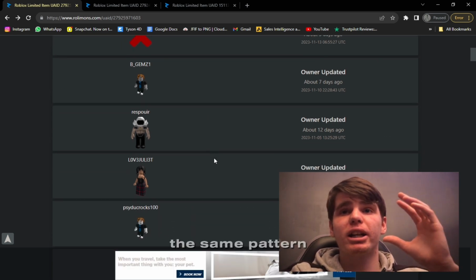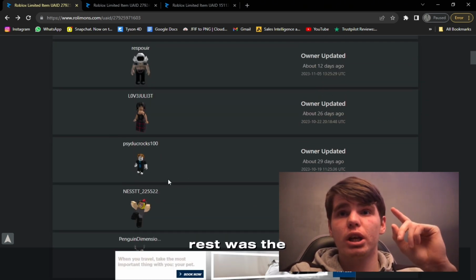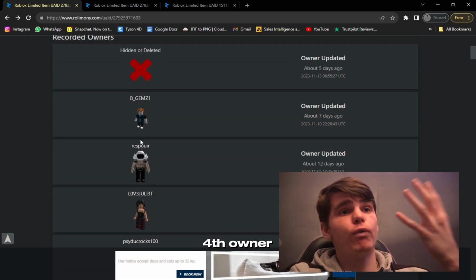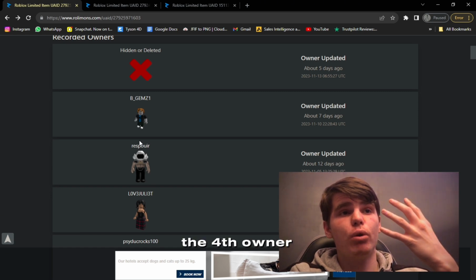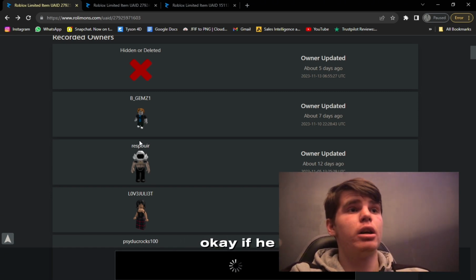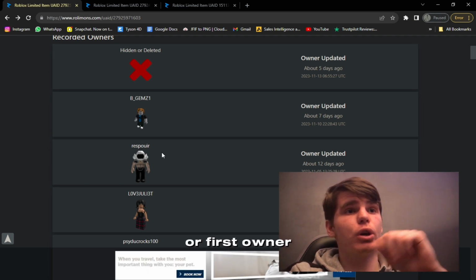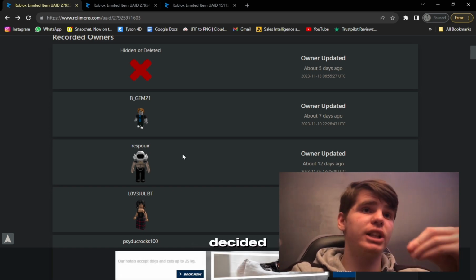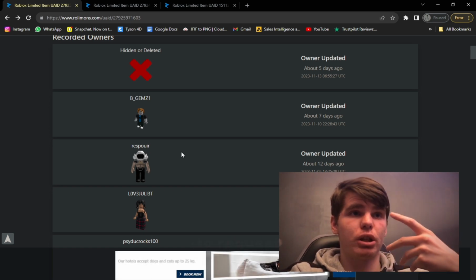But you see the same pattern again, right? Resp was the 1, 2, 3. Again, Resp was the 4th owner. Again, the 4th owner to own this USD item, and it got deleted. If he was the 2nd or 1st owner, it wouldn't have gotten deleted, even if the USD buyer would have decided to request the rollback.